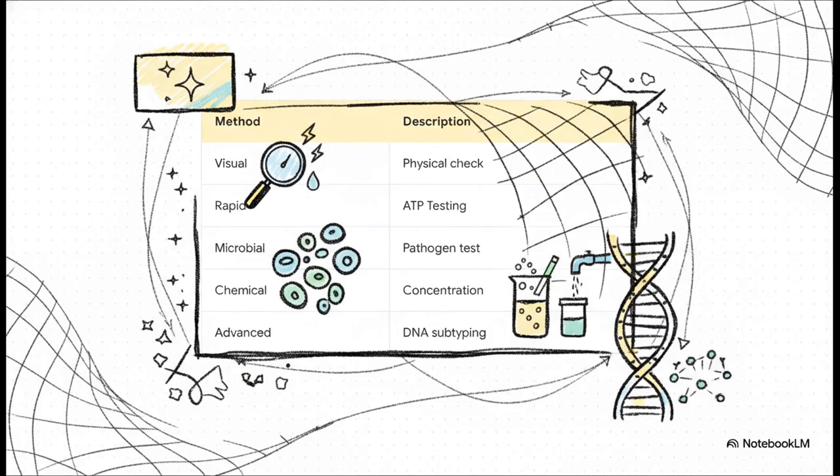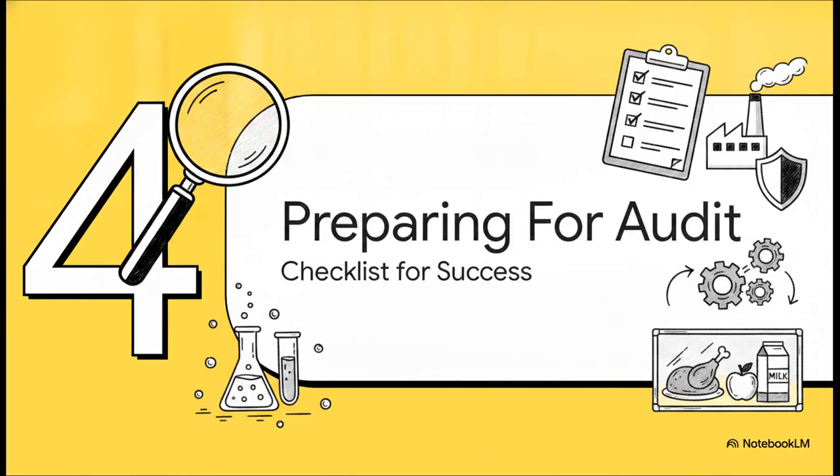So to quickly recap this incredibly dense scientific arsenal, auditors attack sanitation from multiple angles. They use visual and physical checks for immediate baseline data, rapid tests like ATP for instant chemical feedback, microbial swabbing to hunt down specific pathogens, chemical checks like analyzing the final rinse water in machines to ensure the detergent concentrations are exactly right, and advanced DNA subtyping to trace long-term environmental trends. It is a completely comprehensive net designed so that absolutely nothing slips through. So knowing that this intense, microscopic scientific scrutiny is coming, how does a business actually survive it? Let's hit Section 4, Preparing for the Audit.